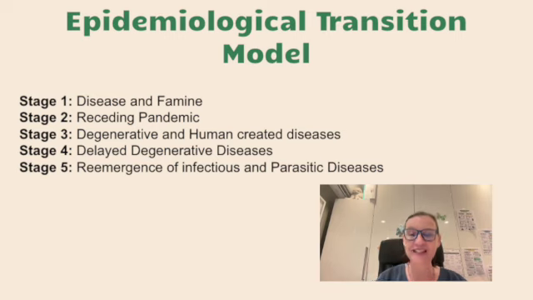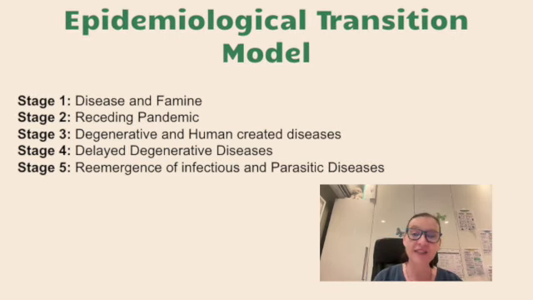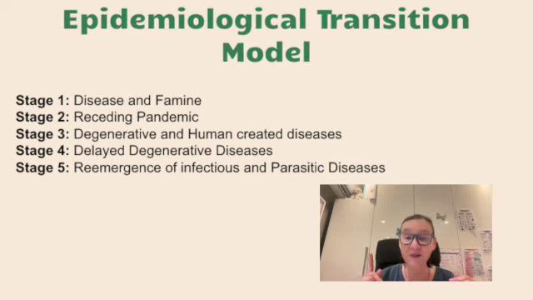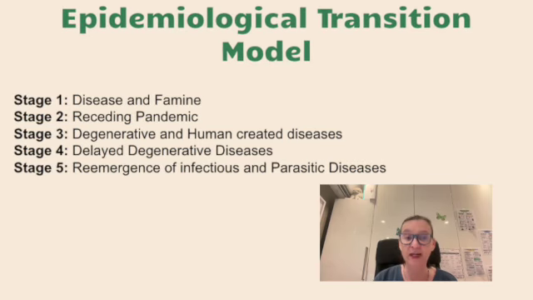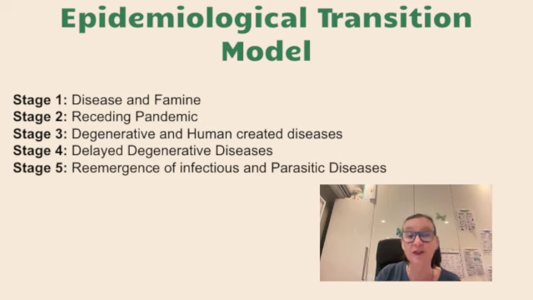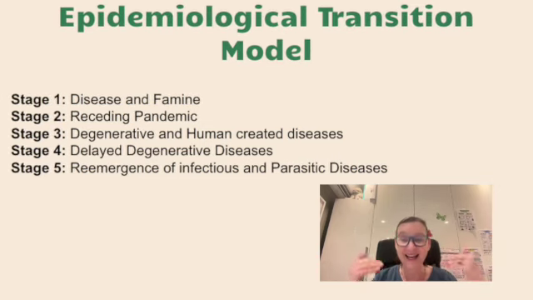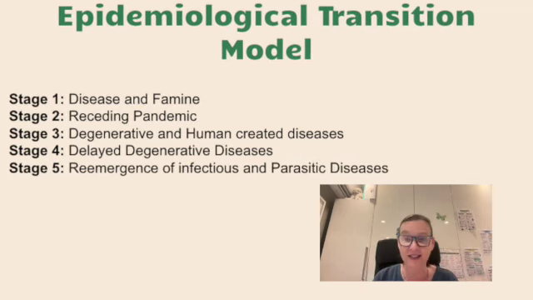The ETM focuses on the causes of death in each stage of the demographic transition model. While the DTM explains how populations change, the ETM explains why, by showing which kinds of diseases or health challenges dominate during each stage of development. So let's look at the 5 stages, going through a brief overview again like we did last time, and then we'll go through the slides where I can talk a little bit more about each of the stages for you.